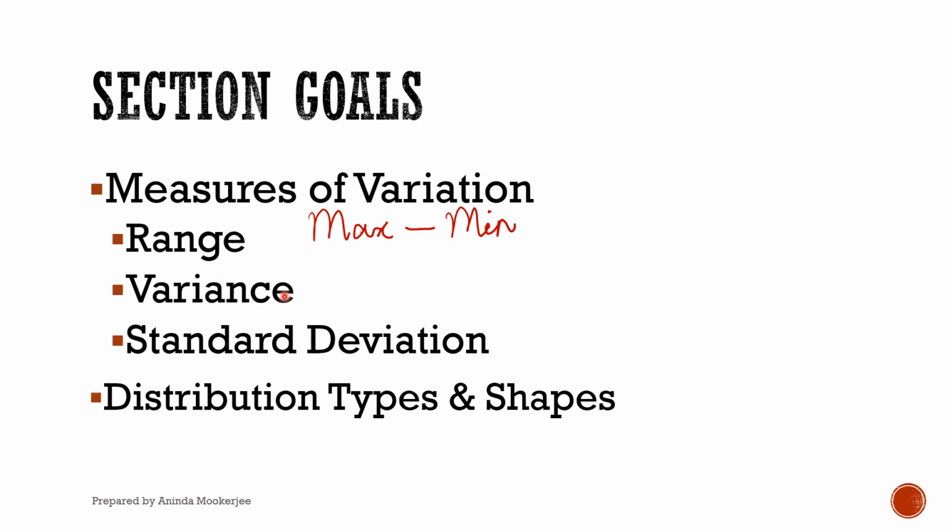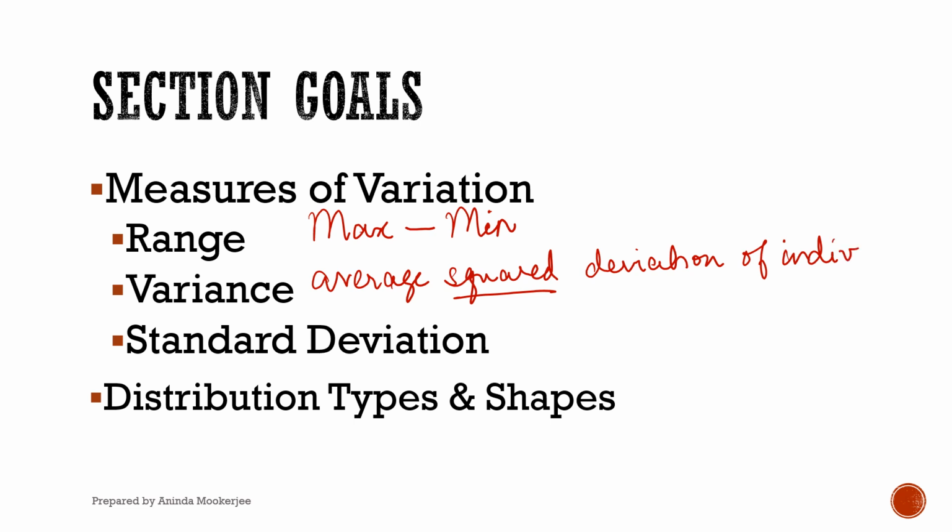What is the variance? The variance finds the average squared value. So it refers to the average squared deviation, and that word squared is important here. Average squared deviation of the individual values from the mean of the data set.